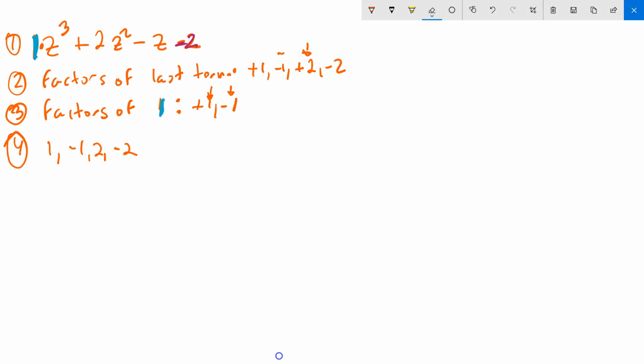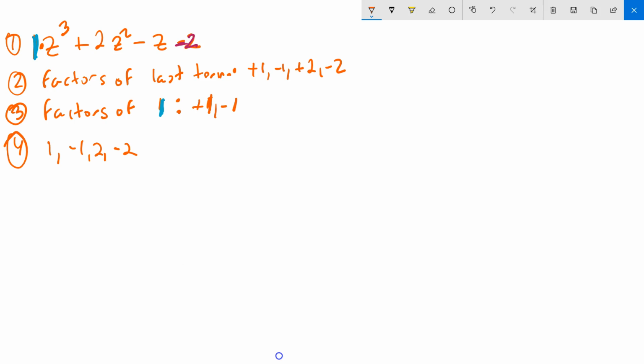And then negative 2 divided by positive 1, again, that's already in the list as negative 2. Negative 2 divided by negative 1, that's already in the list as positive 2. So I can stop. I've done all the possibilities here. Now based on this, I'm going to use synthetic division. So you try to make one of the roots work as follows.